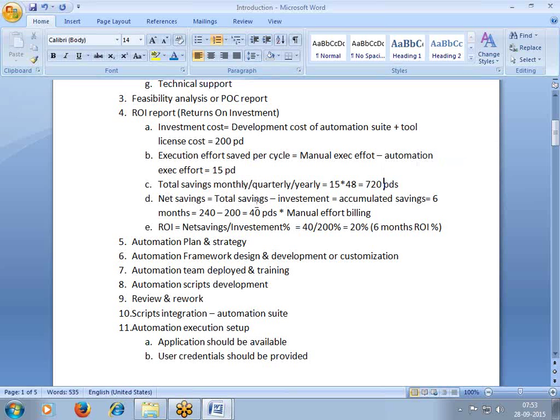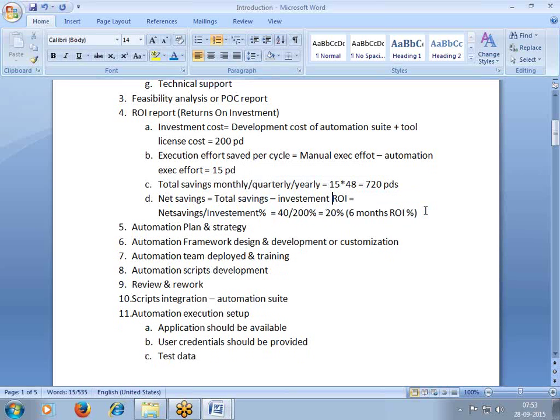So, what is the net savings at the end of the first year? Net savings means total savings minus investment. What is the total saving at the end of the first year? 360 minus the effort investment, 200. What is the net saving? 160 days. This is the net saving we can achieve at the end of the first year by using automation. 160 days of effort we can save by using automation execution. It is really a very big amount in dollars.